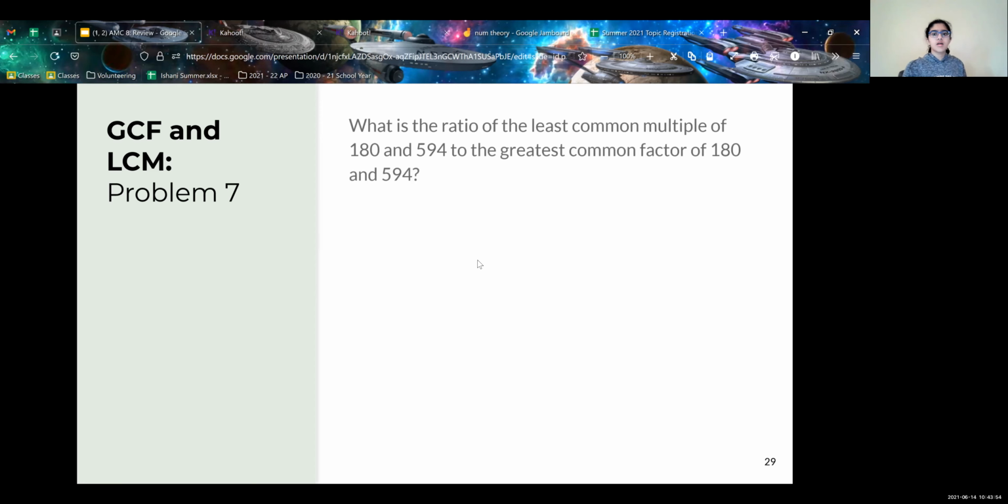Okay, so problem 7. What is the ratio of the least common multiple of 180 and 594 to the greatest common factor of 180 and 594? Also, I'd like to note that some of these problems are AMC problems, or like AMC problems where the numbers have been changed. So you are getting AMC practice right now. These types of problems can be asked in the AMC, so make sure you know how to solve them.